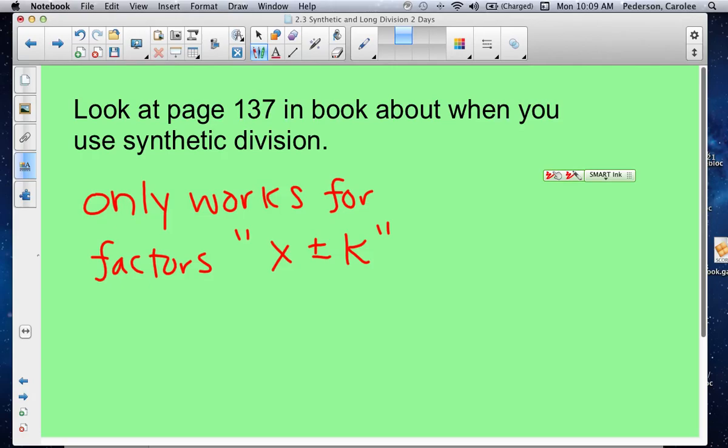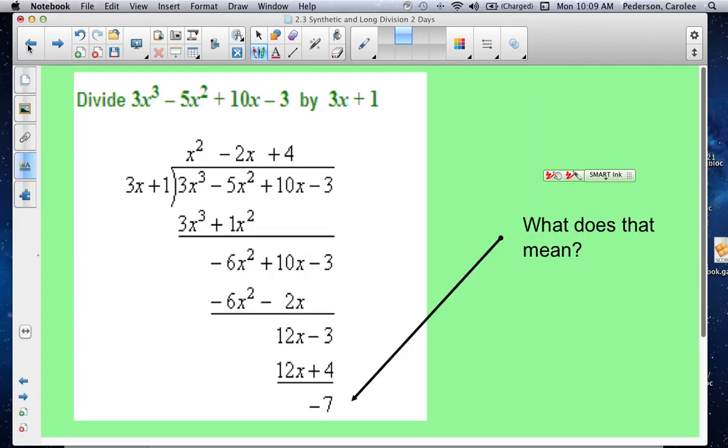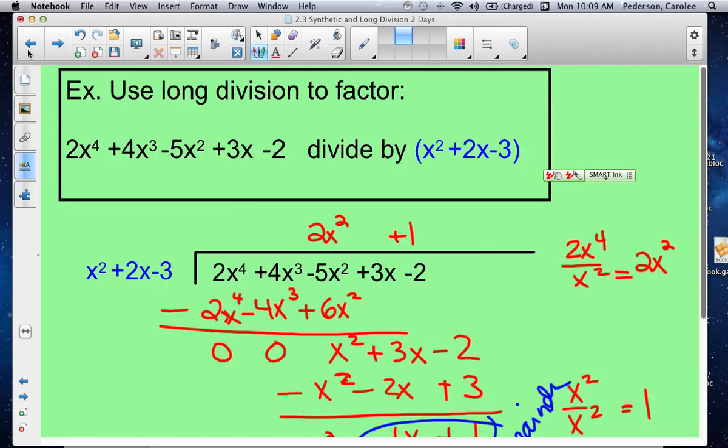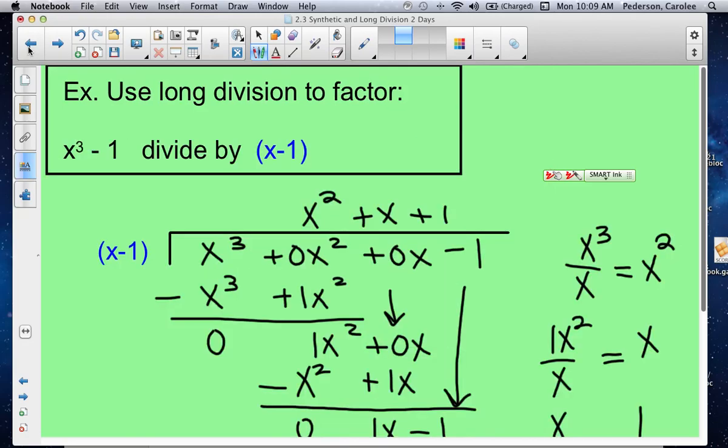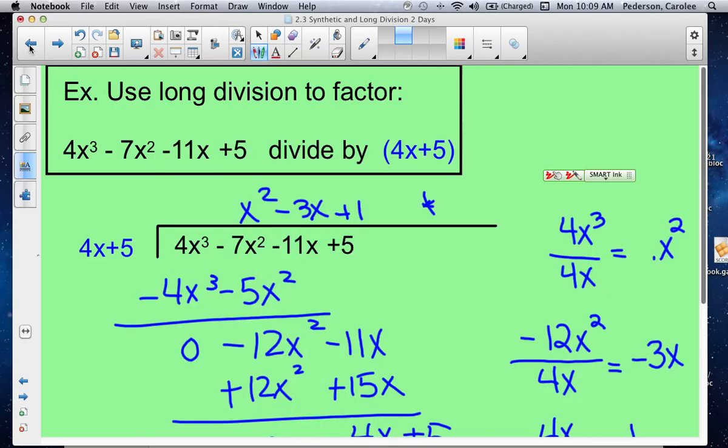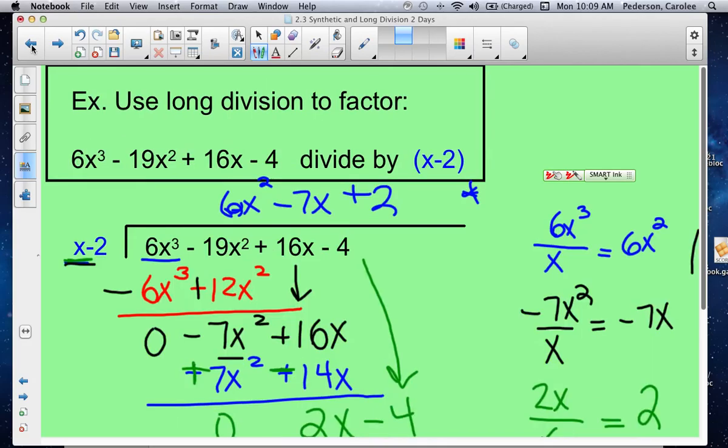So if I go back to these previous slides, I could not use synthetic division for this one, because what I'm dividing by is 3x plus 1. It'd have to be like x plus 1. I can't use synthetic division for this one, because I'm dividing by an x squared plus 2x minus 3. I could use synthetic division for this one, because it's x minus 1. I could not use synthetic division for this one, because it's 4x plus 5. I could use synthetic division for this one, because x minus 2.